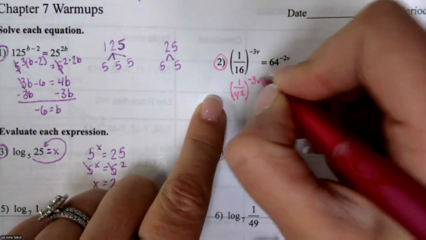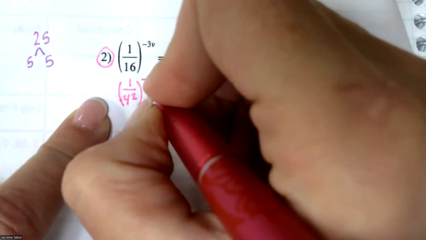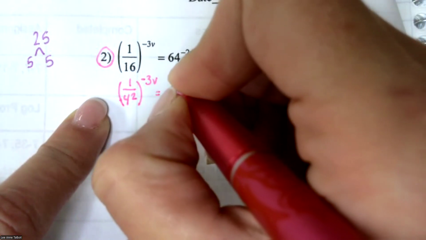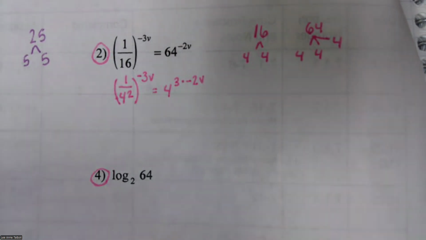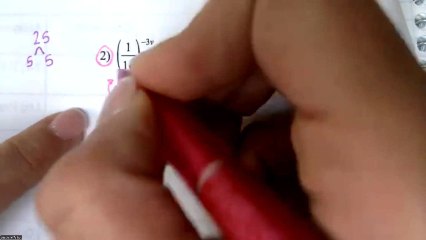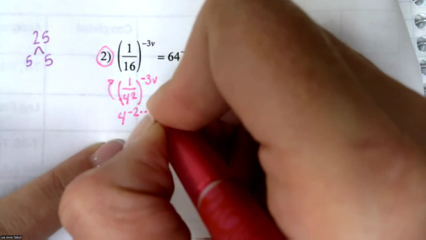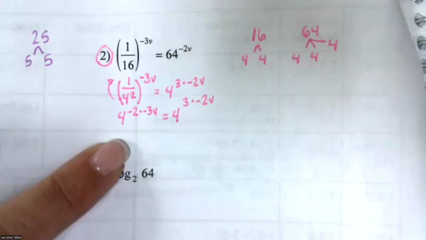And then the negative 3v exponent. And then 64 is 4 to the third. And then times negative 2v that's up there already. Okay, now I'm going to move this up here. So 4 to the negative 2 times negative 3v. And 3 times negative 2v.